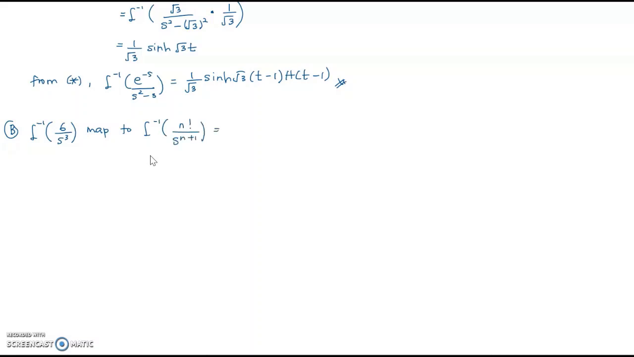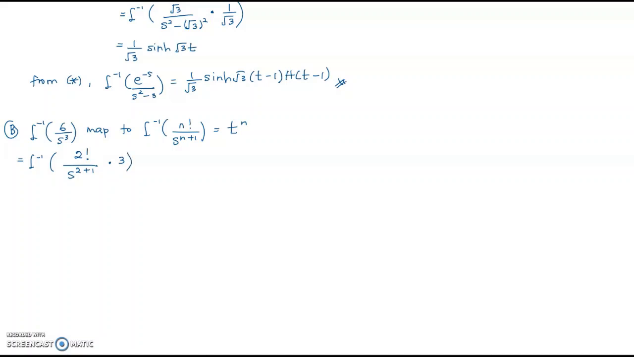Now try to manipulate the expression so that we have it in the form of n factorial over s to the n plus 1. So the s cubed comes from s to the 2 plus 1. At the top, it should be n factorial, which is 2 factorial. But we are not complete yet. Originally it is 6, so we need to multiply by 3, so that 3 times 2 factorial is 6.